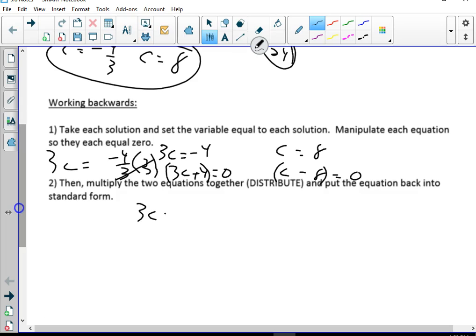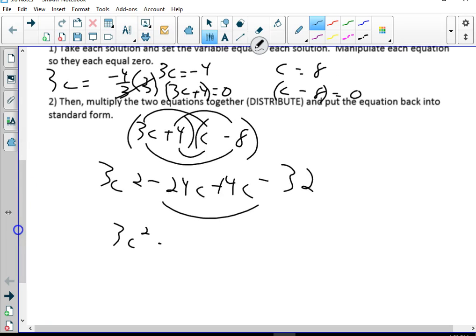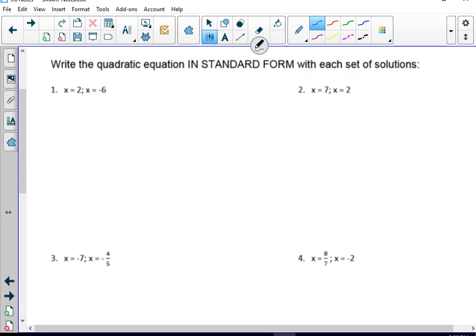Now, multiply those together, 3c plus 4 times c minus 8. Basically FOIL it, or multiply or distribute, however you were taught. 3c squared minus 24c plus 4c minus 32. Join the like terms. 3c squared minus 20c minus 32. Right back to where we started. Full circle. Okay, so we took the quadratic, we factored it, set it both equal to 0, got solutions. Then worked backwards from those solutions, got our factors, multiplied them, and got our quadratic. Okay, so working backwards.